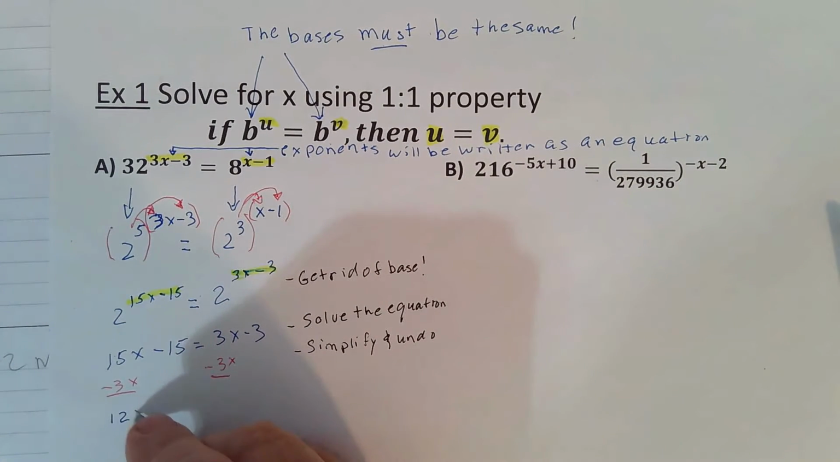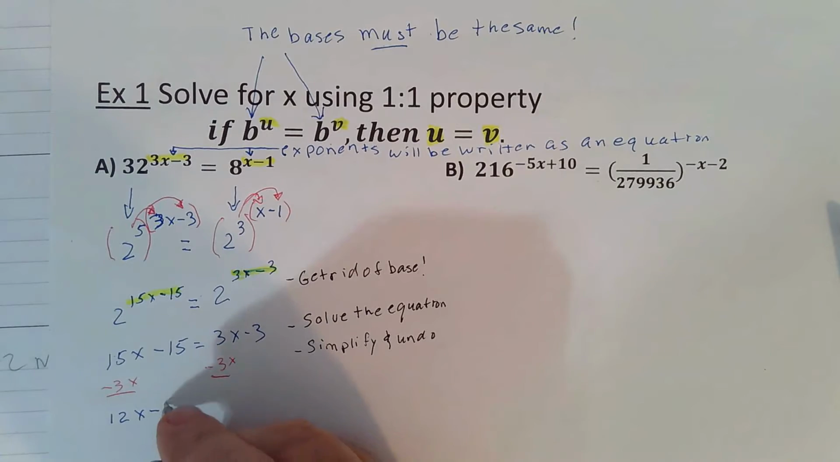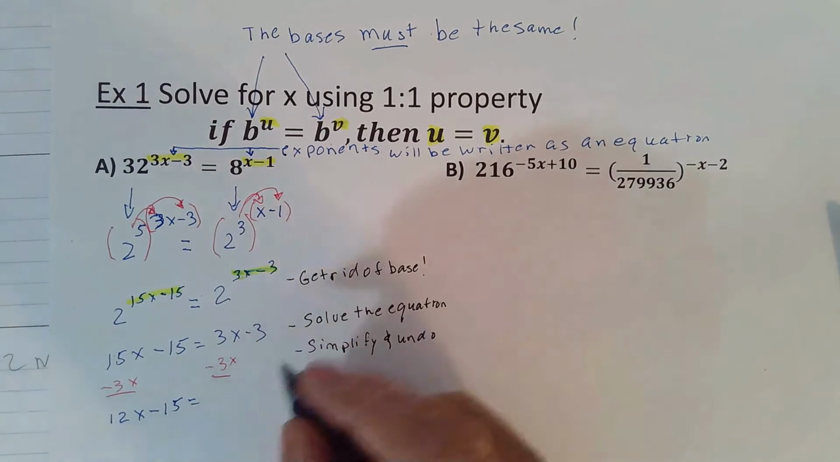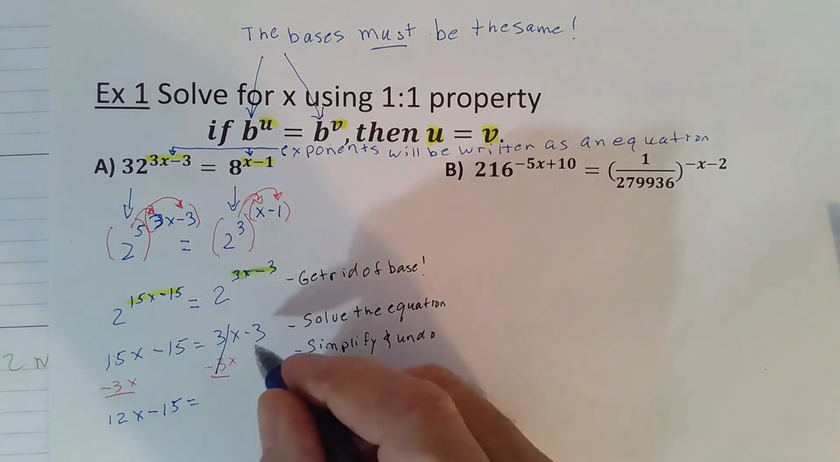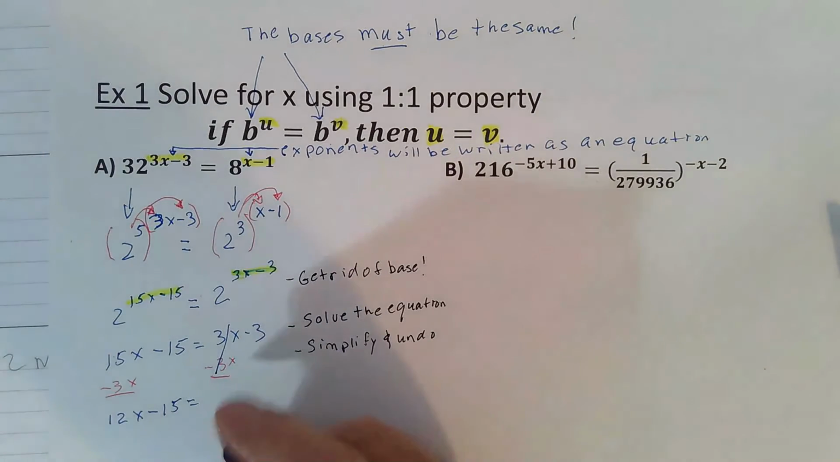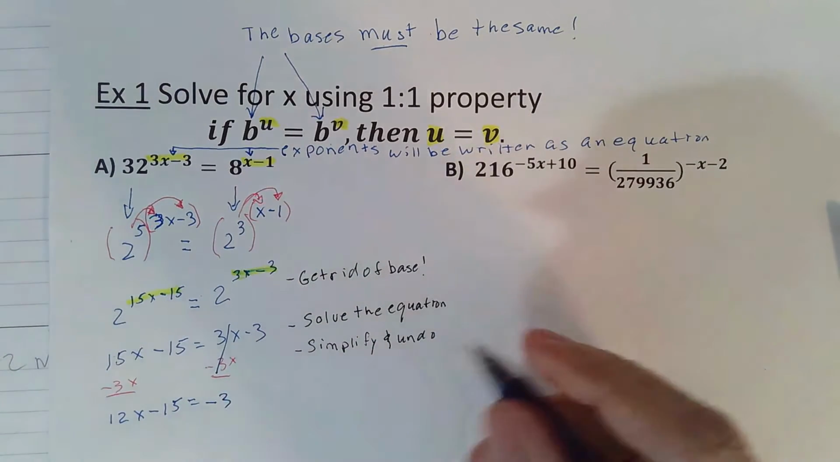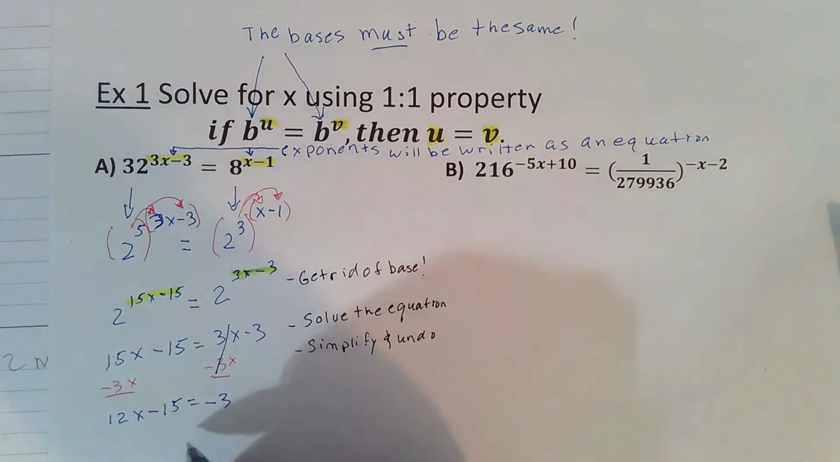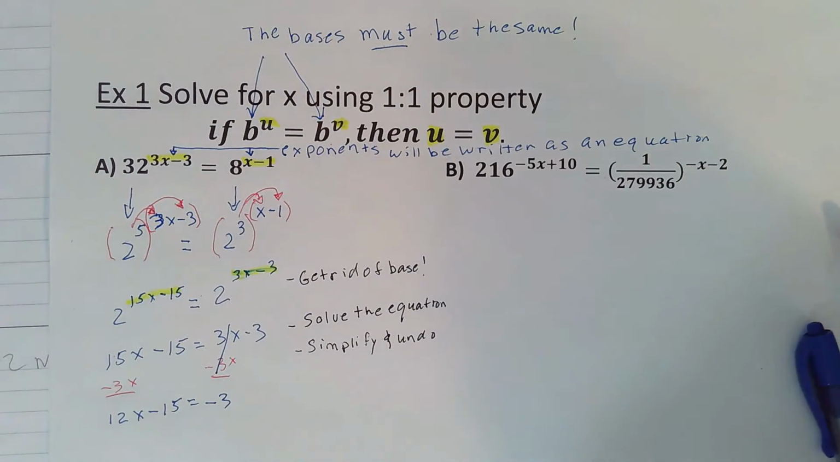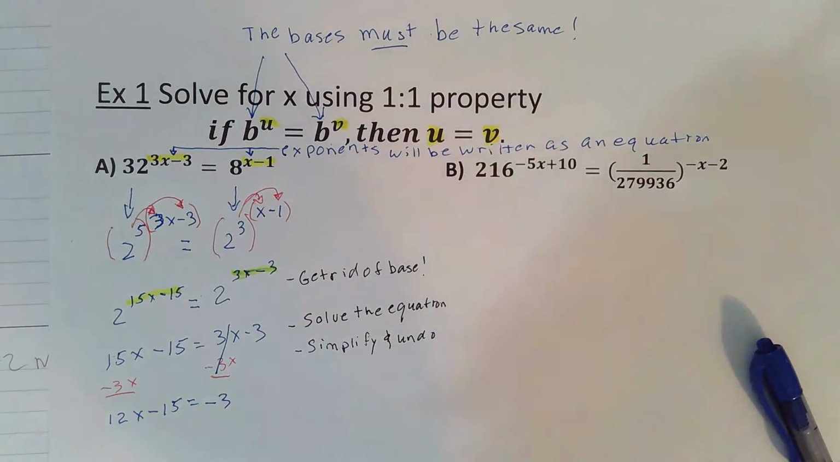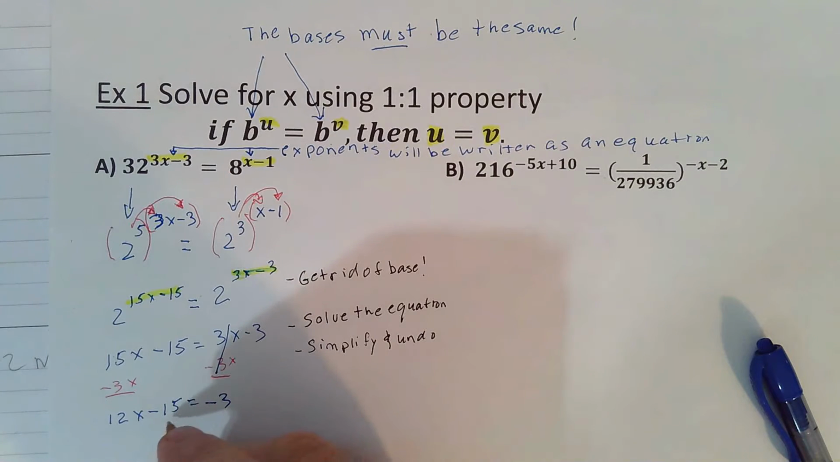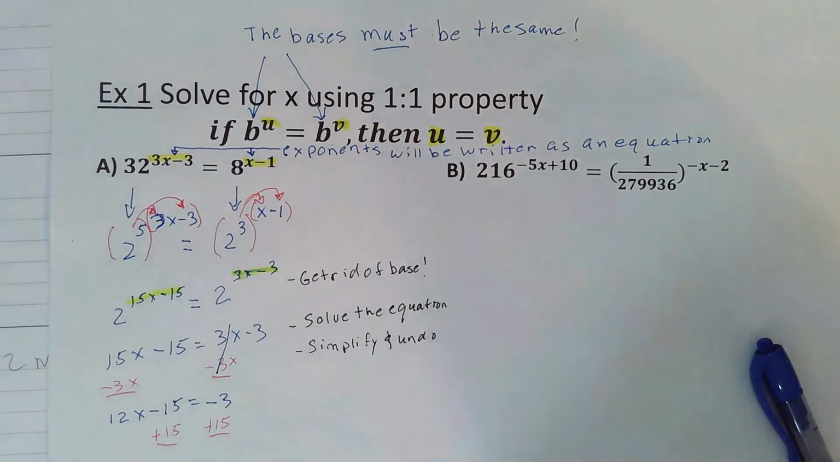12x minus 15 equals, this goes away, it's eliminated, 3x and the negative 3x, and I'm left with negative 3. All right, and then the next thing I want to do is add 15 to both sides because I want to get the 12x by itself. And the opposite of subtract is to add, so that it eliminates the 15 on the left side and brings it over to the right side. That's all part of undoing.